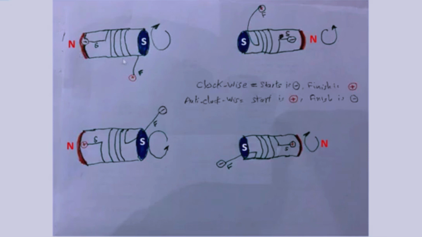If you start from this side and go in this direction until you finish here, then the start is negative and the finish is positive. It's just like this, but from the other side. Those are all the same from two sides. And if you start from the opposite side and finish here, then the start is positive. Now it's changed, and the end is negative. It's just like this one. So clockwise, the start is negative and the finish is positive. If it's anti-clockwise, then the start is positive, which is the opposite, and the finish is negative.